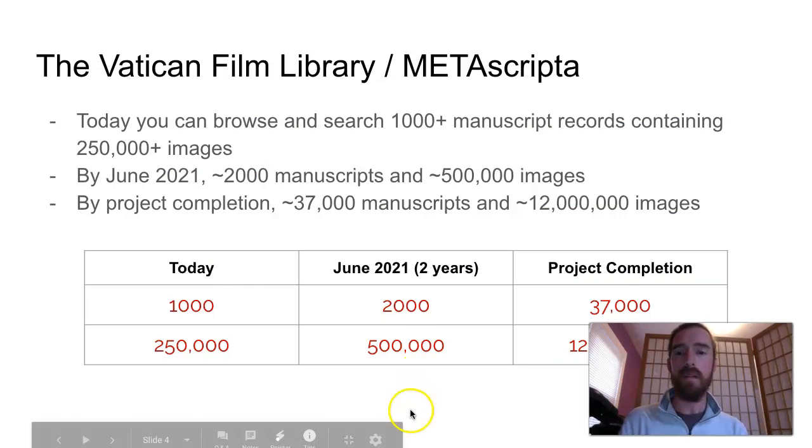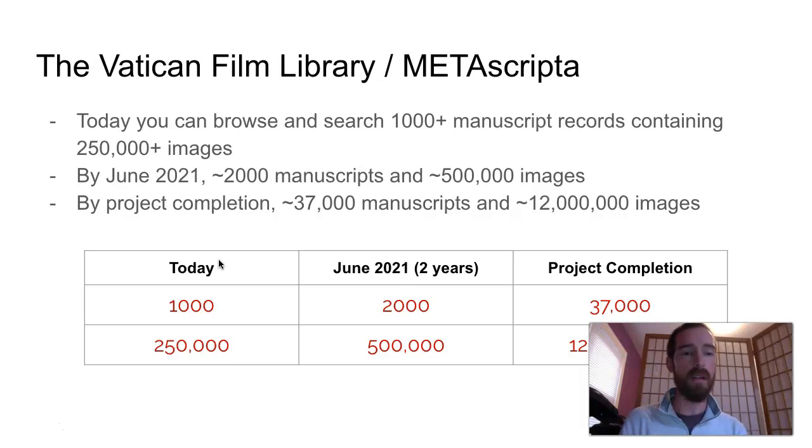Today, you can browse about 1,000 manuscript records, and that comprises about 250,000 JP2 images. And by the end of the grant period, 2 years in, we'll have about 2,000 manuscripts and 500,000 images running on this infrastructure.